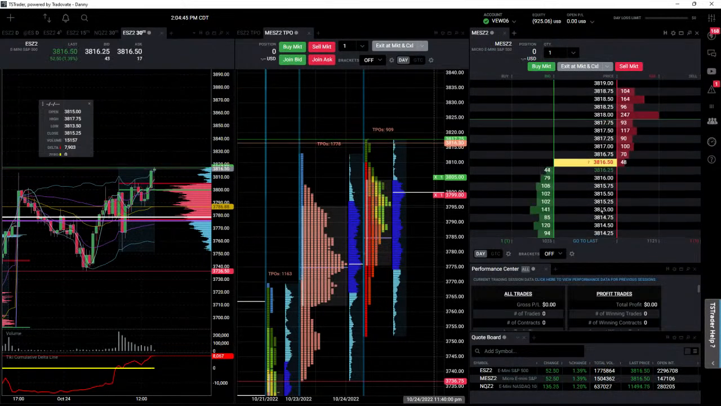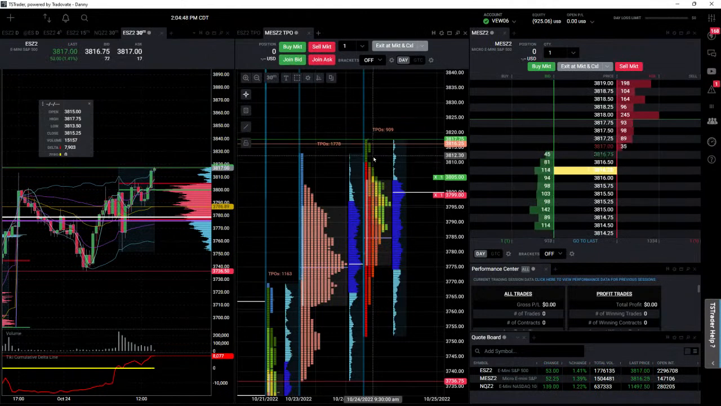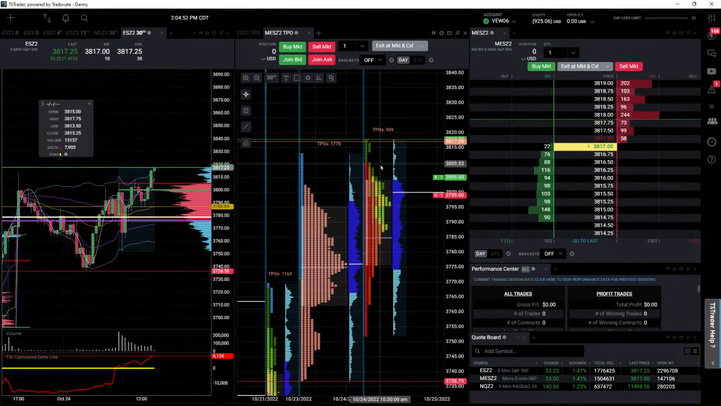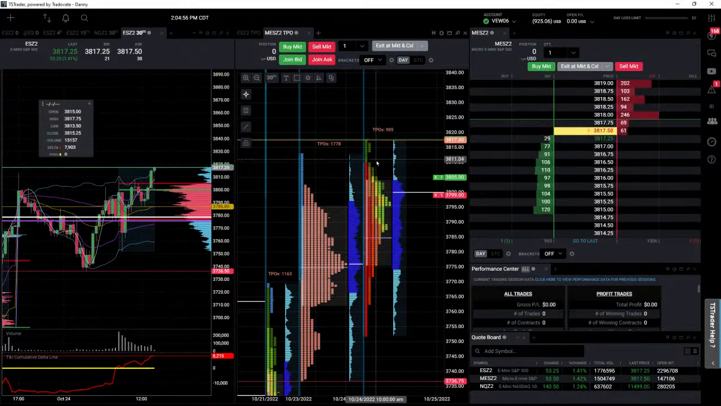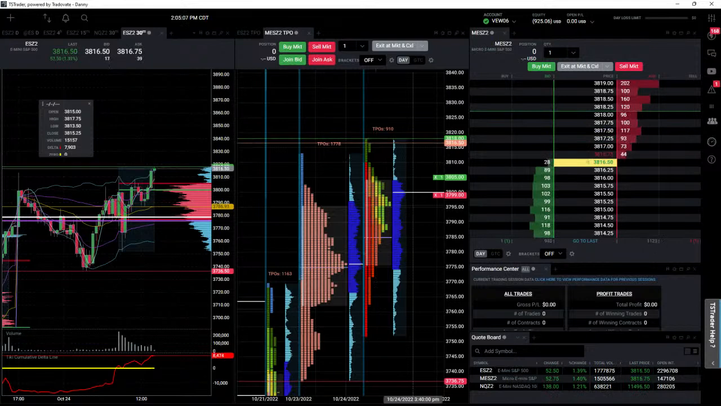But right now, we still seem to be leaving single TPOs in the TPO chart where we continue to try and push price higher and higher. Karen says, don't go short. Get long on a pullback. Keep a tight stop. All right, Karen. Thank you. 38.20 is previous high.